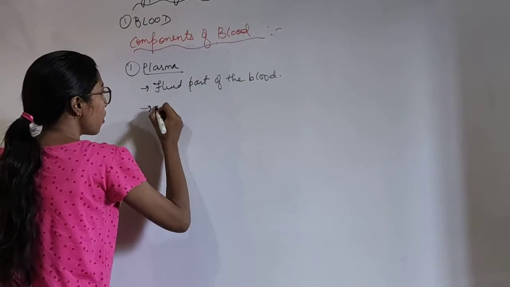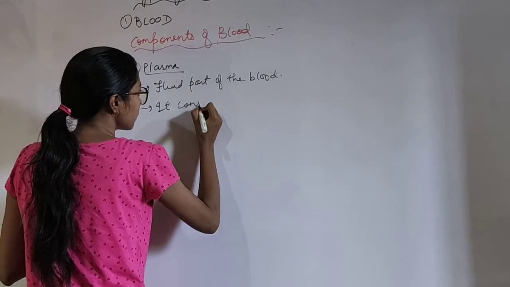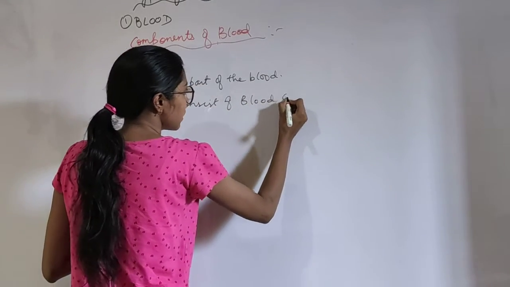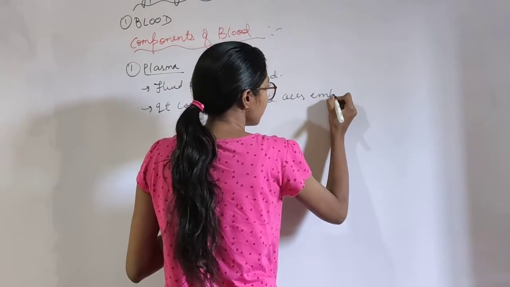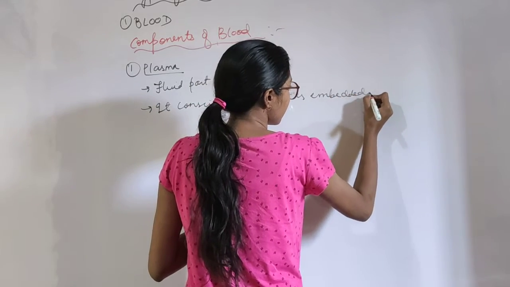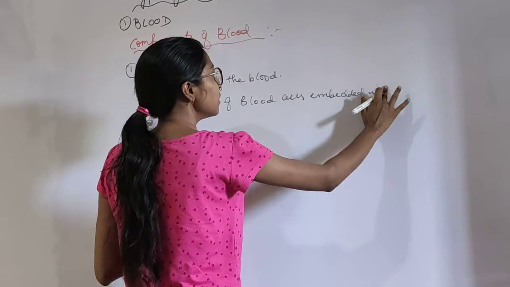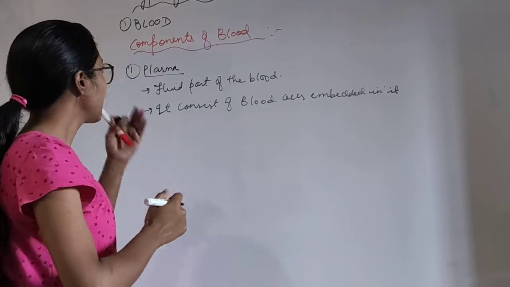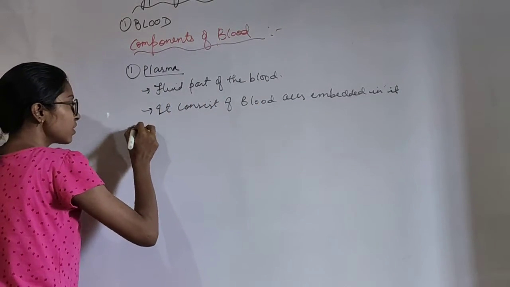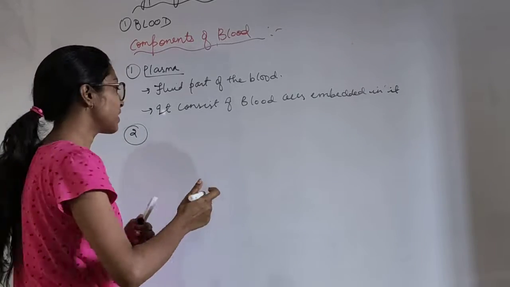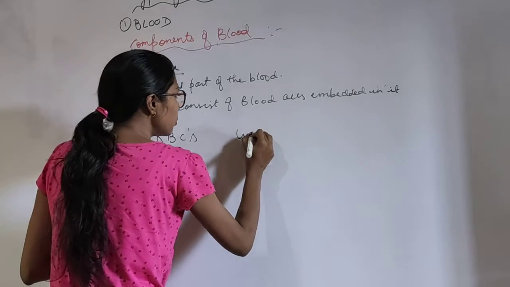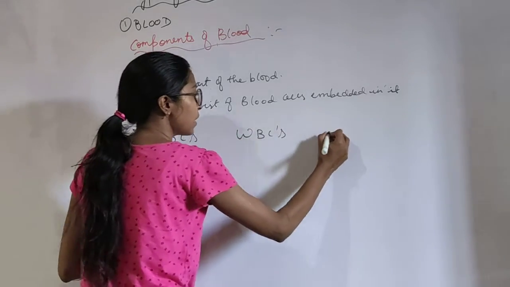So it consists of blood cells embedded in it. Means all the blood cells are present in the plasma only. Now the second component is the types. All the types of the blood cells, that is the RBCs, WBCs and platelets.